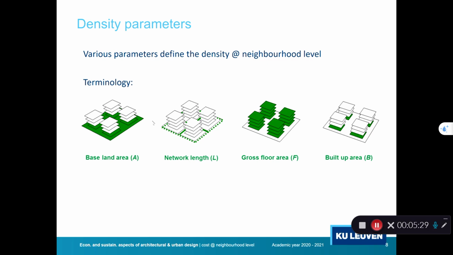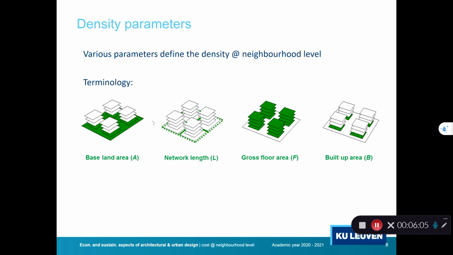A third term is the gross floor area. It means it's the area that is used by the residents or by the office workers or so on. So it's the total floor area on all floors being built. This is the gross floor area indicated with the letter F. And the last parameter that will be important to define densities is the built-up area. So it's like the physical footprint, only the ground floor of the built area, indicated with B, from built-up.